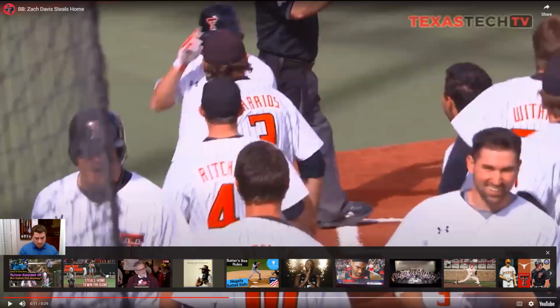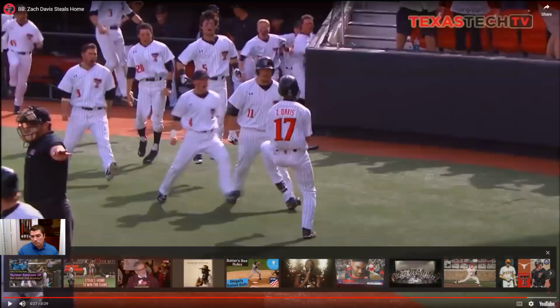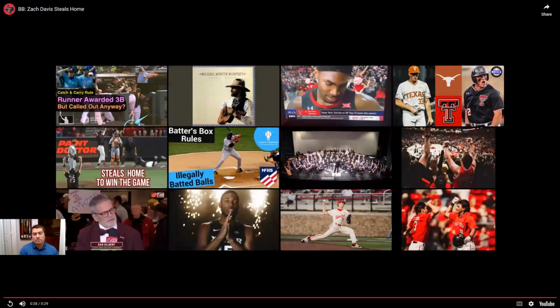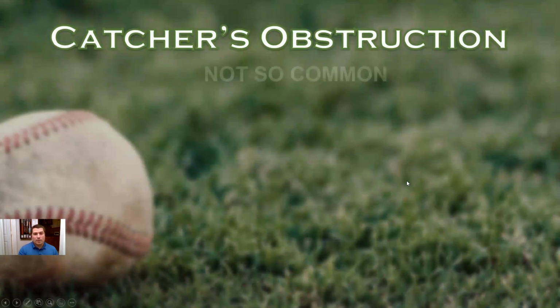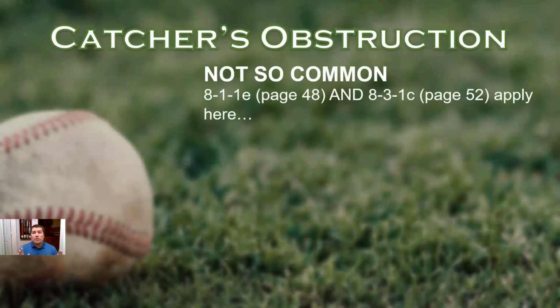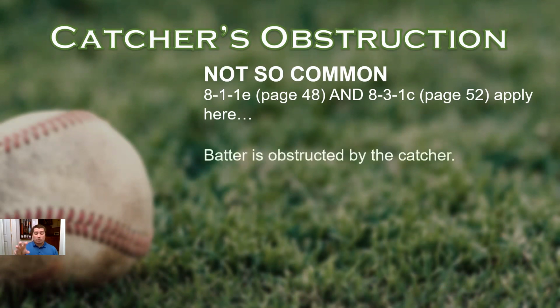So let's talk about this play, this catcher's obstruction. It's not so common again. Two of these rule sets apply here, 8.1.1e on page 48 and 8.3.1c, which is on page 52. So again, we're looking at federation rules, high school rules in this.